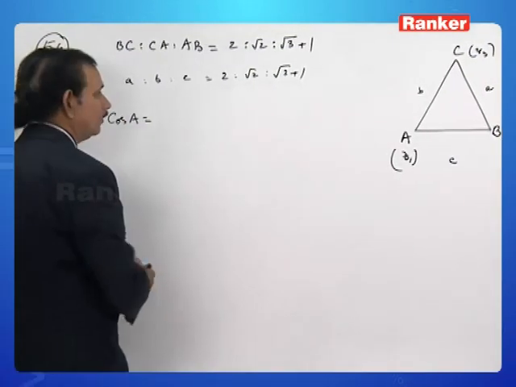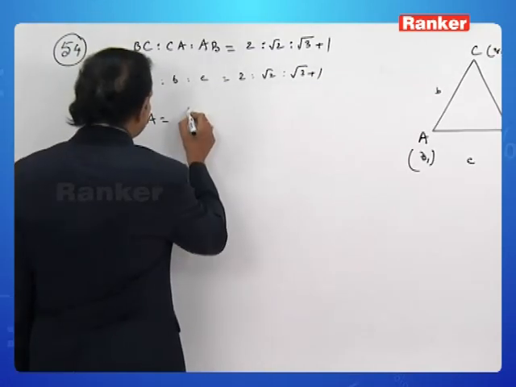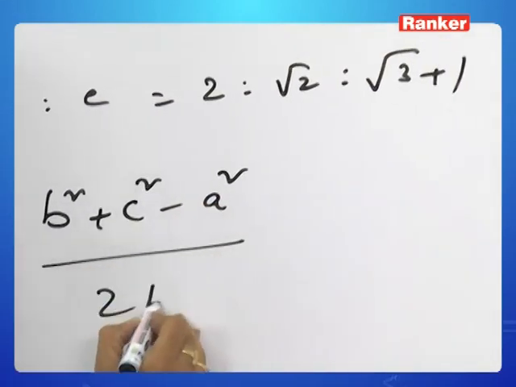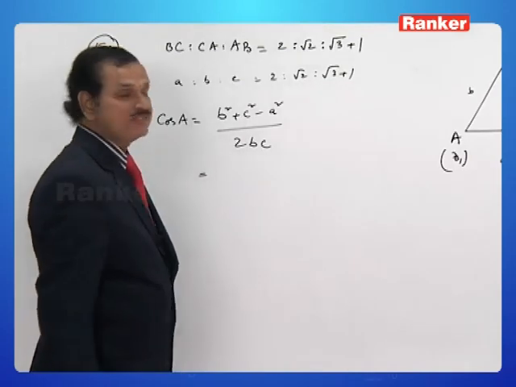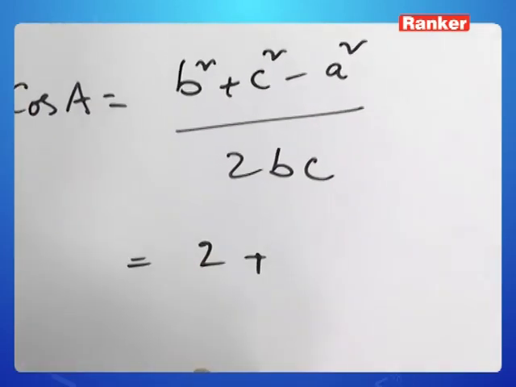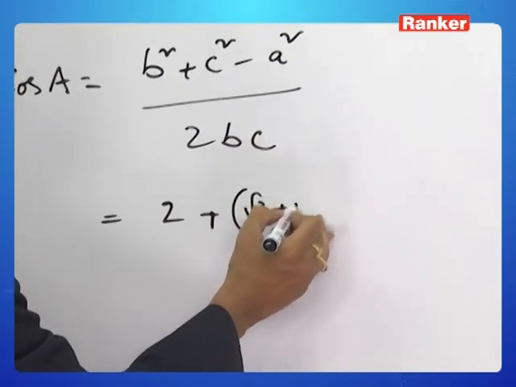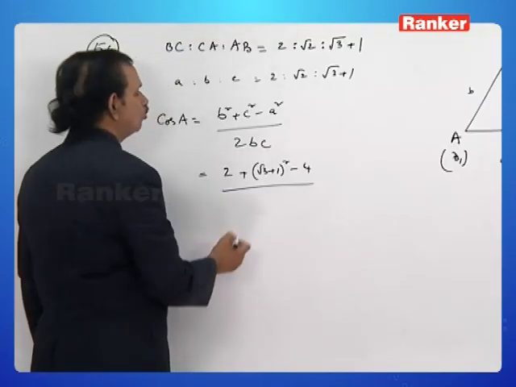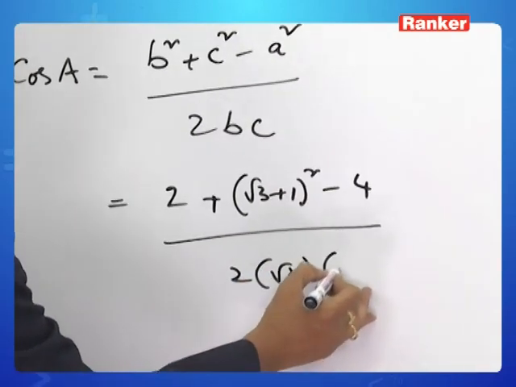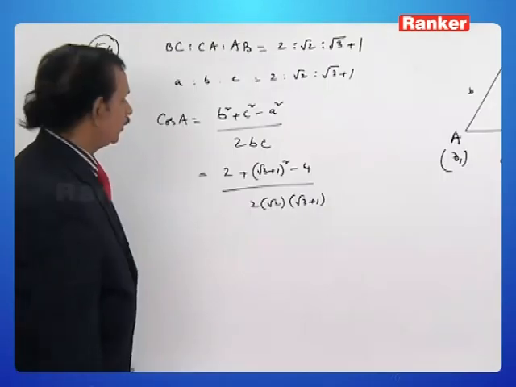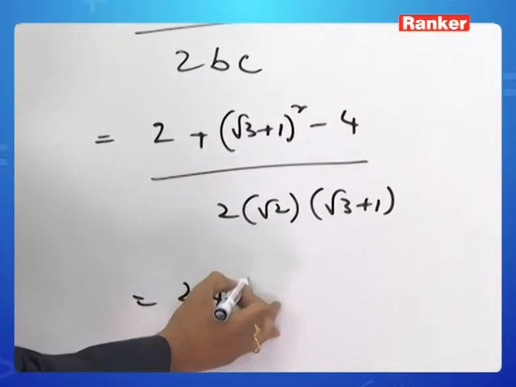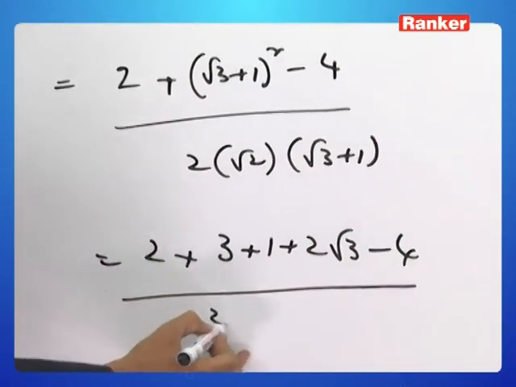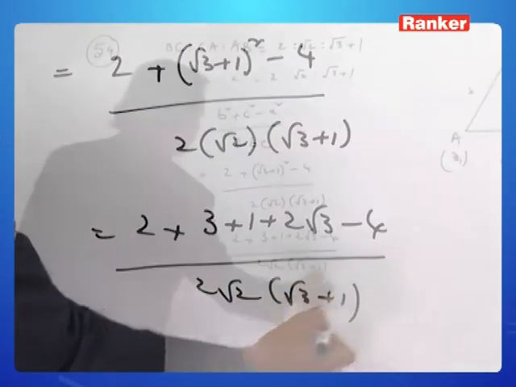Therefore, cos A is equal to, what is the formula for cos A from properties of triangles? b square plus c square minus a square by 2bc. What is b square? 2. What is c square? Root 3 plus 1 whole square. What is a square? 4. What is 2bc? 2 into root 2 into root 3 plus 1. Good. This is equal to 2 plus 3 plus 1 plus 2 root 3 minus 4 by 2 root 2 into root 3 plus 1.